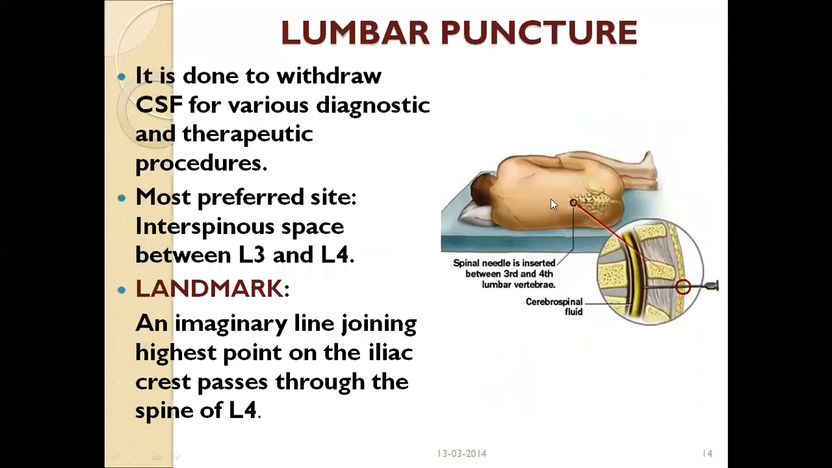Generally, there is a procedure called lumbar puncture. It is done to withdraw CSF for various diagnostic and also therapeutic procedures. The most preferred site is the interspinous space between L3 and L4, so that we do not damage the spinal cord. We know the spinal cord ends as the conus medullaris at the lower border of L1. An imaginary line joining the highest points of the iliac crests passes through the spine of L4. So you can see how the lumbar puncture needle is entering into the subarachnoid space, where we have CSF.